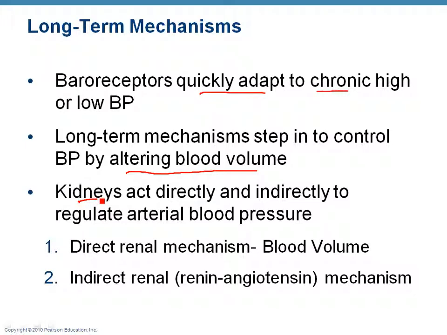So the kidneys can act directly or indirectly. Directly, they will alter blood volume. Think about urine output. Okay. Indirectly, they're the renin-angiotensin system. And these are going to be a lecture for another day. You're going to hear a whole lecture on long-term mechanisms. I'm just introducing it to you.